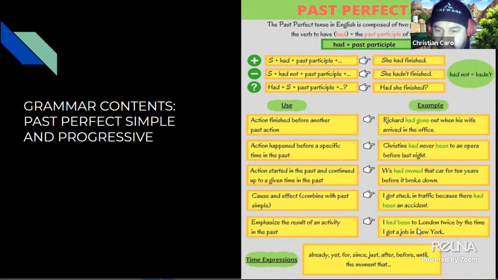And the last example, I'd been to London twice by the time I got a job in New York. So in this case, we can use also contractions. No habíamos hablado de eso. Podemos usar contraction aquí, por ejemplo, I'd been, y vamos a estar diciendo I had been. De hecho, todos los pronombres personales, ¿cierto? I, you, he, she, it, we, you, they, todos pueden llevar la contracción del had, que sería como apóstrofe d. Se puede decir I'd been, you'd been, she'd been, he'd been, we'd been, they'd been.